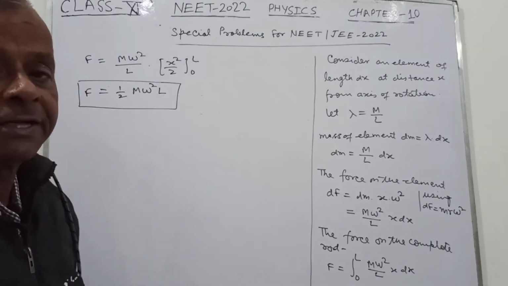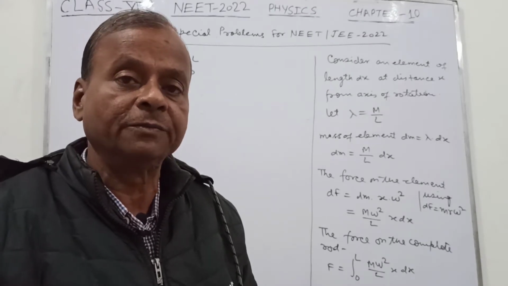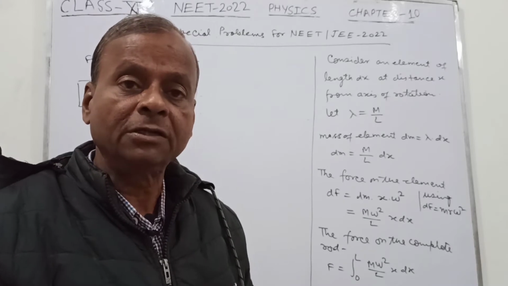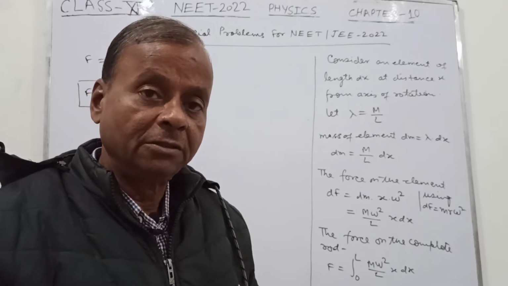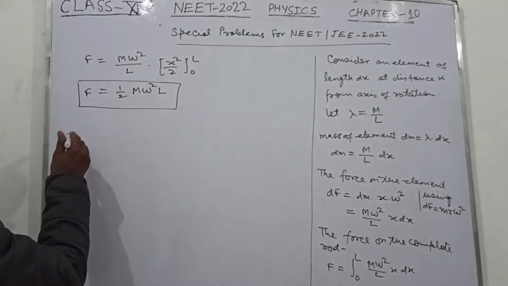Now this we have taken when the axis of rotation passes through one end of the rod. Suppose this axis of rotation passes through the middle point of the rod, then how much force will act on it?